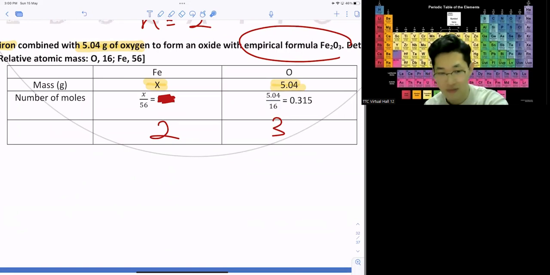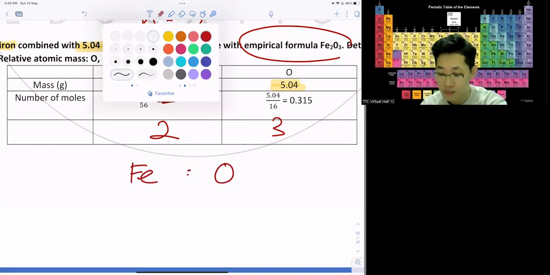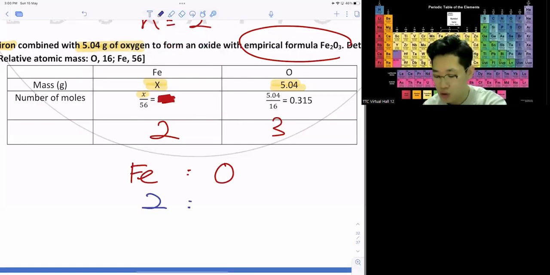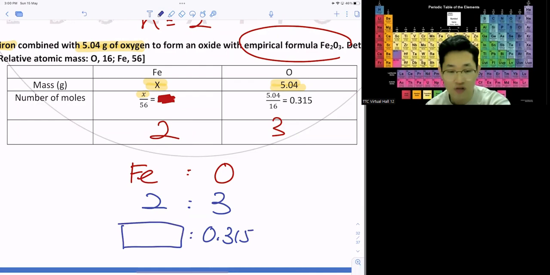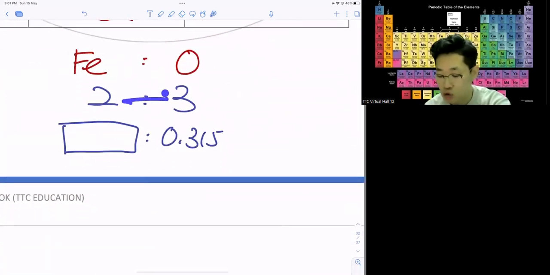Okay, 0.315. Here comes the problem. In order to find X, I need a value here. How do I find the value here? We use ratio. You see, the ratio of Fe to O is 2 to 3, right? If the new value is 0.315 for O, then what will be the value for Fe here? According to the ratio 2 to 3, something to 0.315. How to find this value?